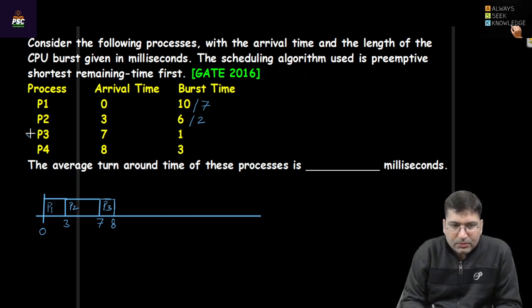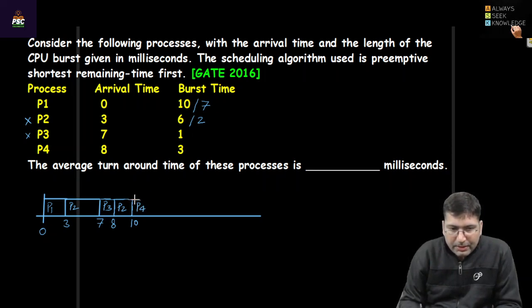Once P3 is over, by 8 P4 has also arrived, but P4 is requesting 3 cycles, while P2 is requesting fewer cycles, so P2 will be scheduled here. P2 can finish its lifetime after consuming 2 cycles. So by 10 P2 will be over. P2 is also done. Now there are only 2 processes left in the ready queue, P1 and P4. P1 is requesting 7 cycles and P4 is requesting 3, so P4 will be scheduled here.